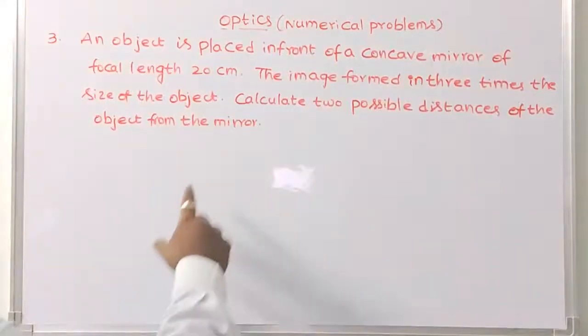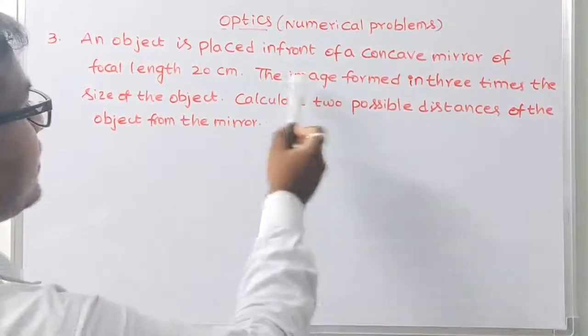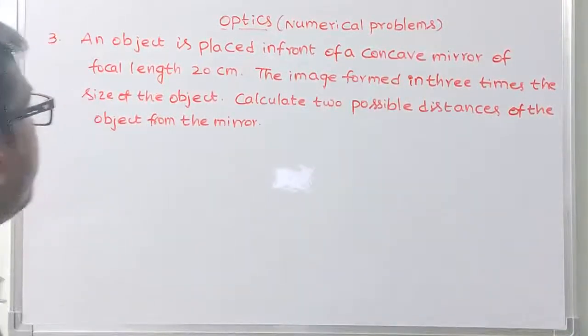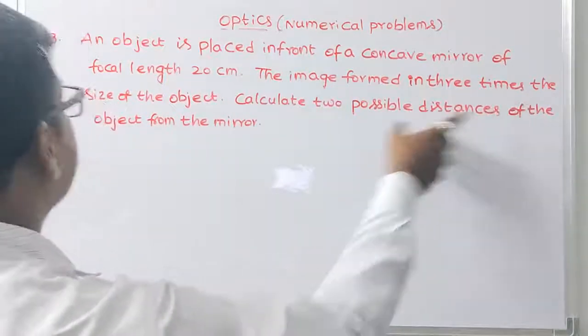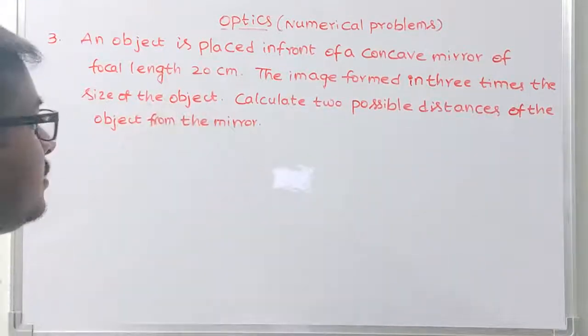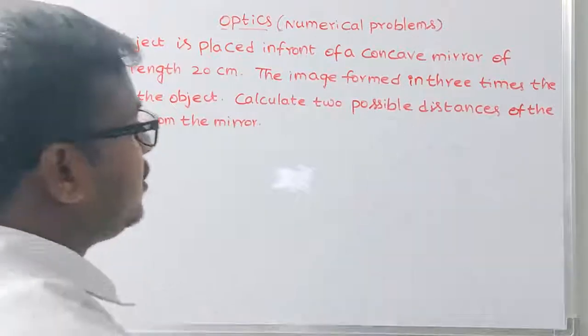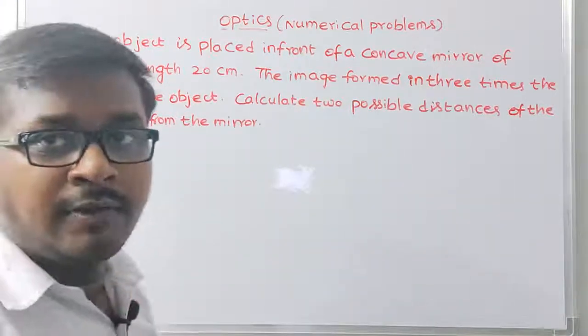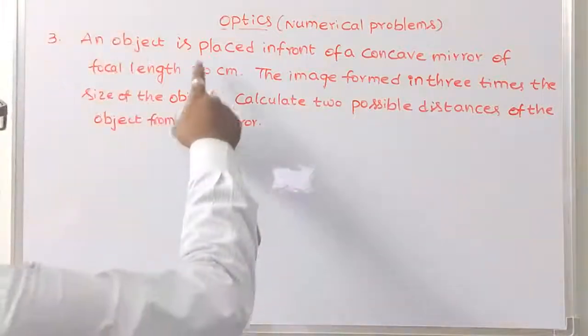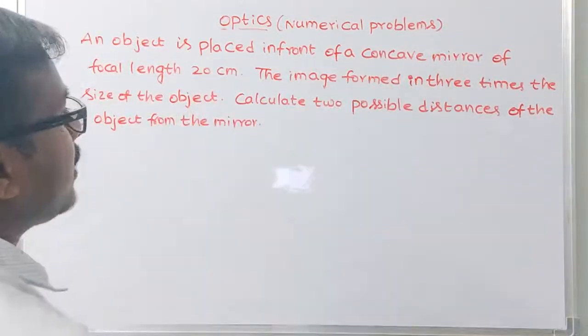Okay, third problem, students. An object is placed in front of a concave mirror of focal length 20 centimeter. The image formed is 3 times the size of the object. Calculate the 2 possible distances of the object from the mirror. Okay, very simple problem. An object is placed in front of a concave mirror.